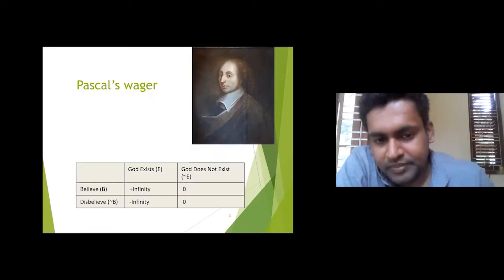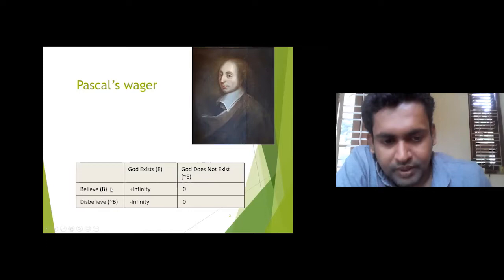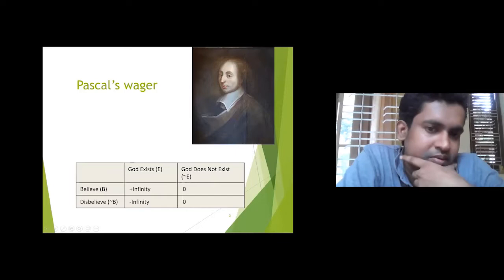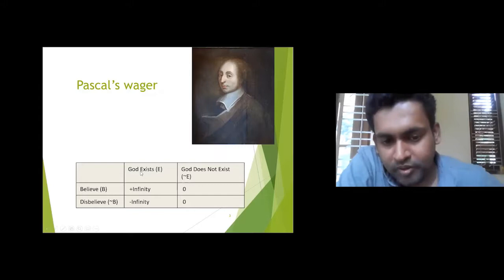Rather than saying God, you can say afterlife or reincarnation or karma exists, and those things are not there. Believe and disbelieve. So if we replace God with karma or rebirth, things like that, how would the payoffs be different? Will it be infinity? Will the payoff be any different? These are called payoffs, right? This is the return that we get.